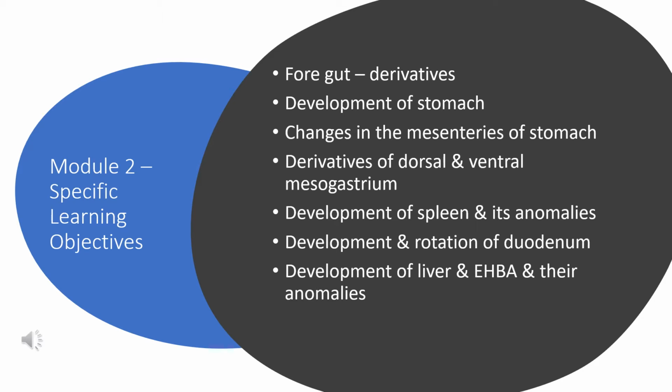Then we'll go to the development of the spleen and its anomalies, the development of the duodenum along with its rotation, and finally we will see the development of the liver, the extrahepatic biliary apparatus and their congenital anomalies.